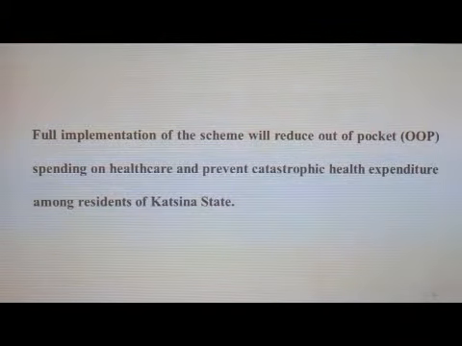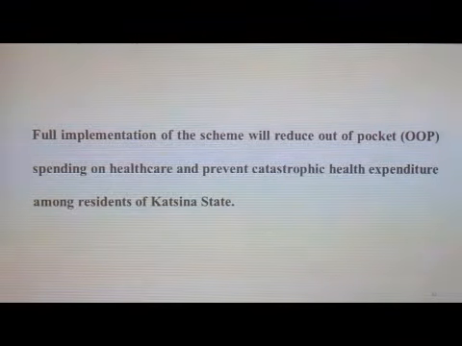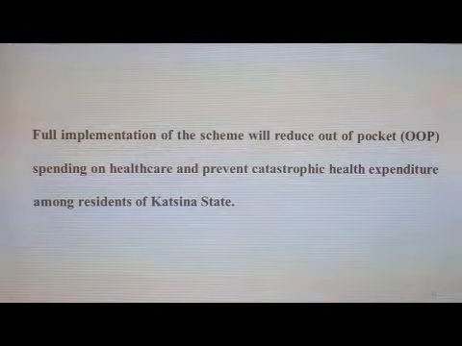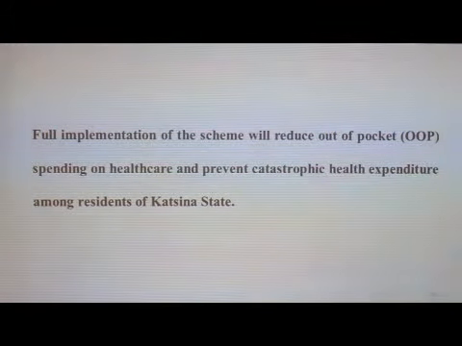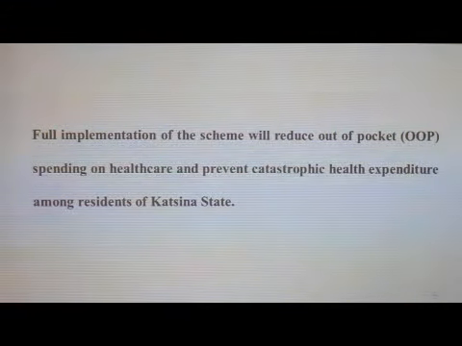Full implementation of the scheme will reduce out-of-pocket spending on health and prevent catastrophic healthcare expenditure among residents of Katsina State.